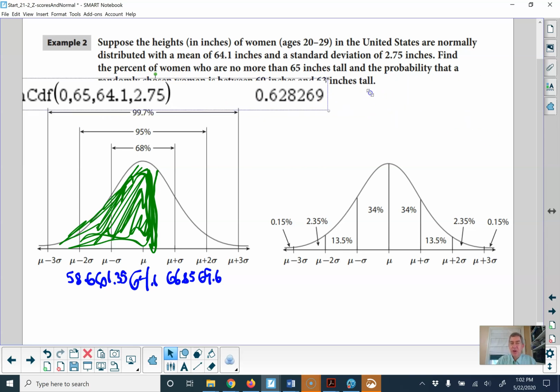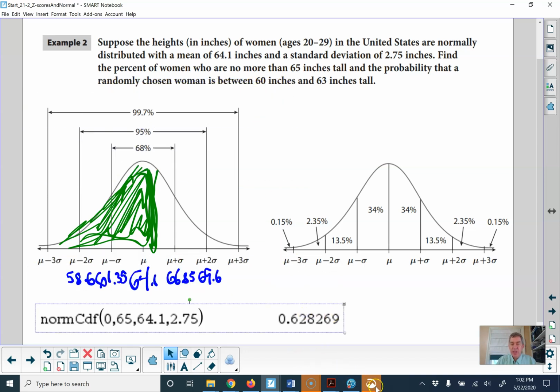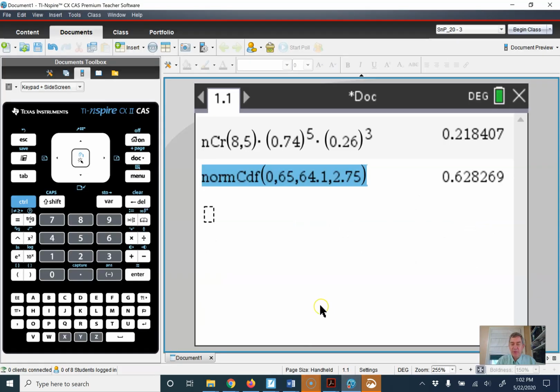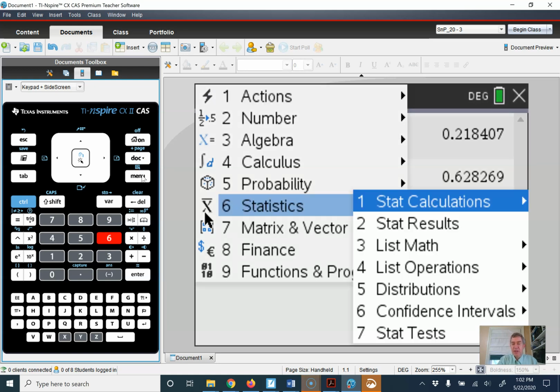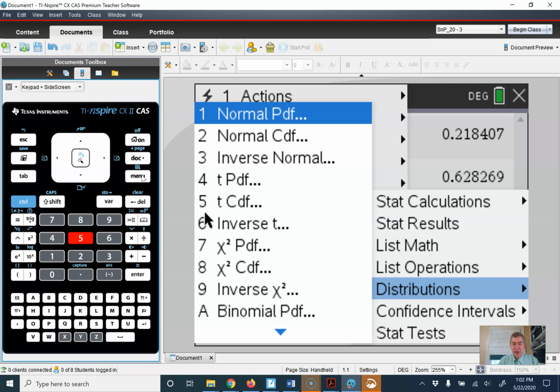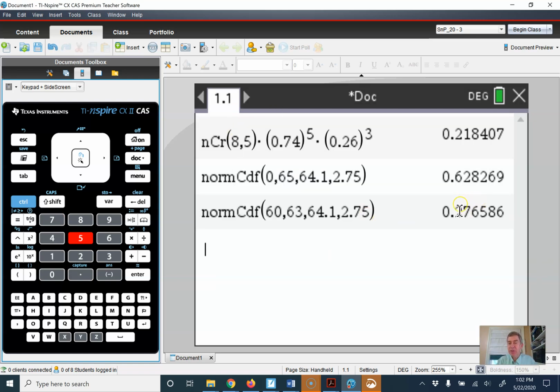So the second question, what about women who are between 60 and 63 inches tall? You would do the same thing. You would do a Normal CDF, menu, statistics, distributions, Normal CDF, choice 2. And in this case, 60 to 63 with a mean of 64.1 and a standard deviation of 2.75. And we get that about 27% of women, 28%, are in that range.